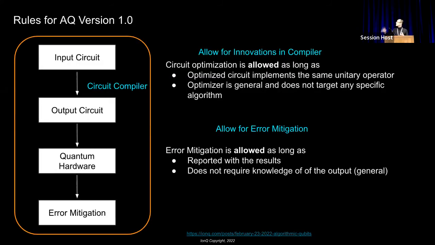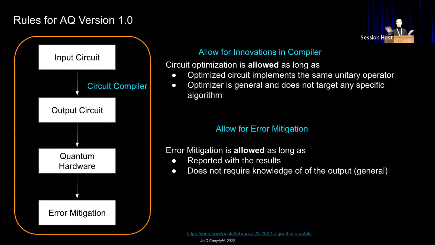So here are two things I need to point out. The AQ is really a measurement for the whole quantum computer. In terms of the whole quantum computer, we have input circuits, and the circuit compiler will come in and transpile the circuit and optimize it, giving you output circuits, hopefully with fewer gates. And then the circuit is put into the quantum hardware to run, and then in the end, we can perform some error mitigation. Because we're measuring the performance of the whole quantum computer, we allow innovations in compilers.